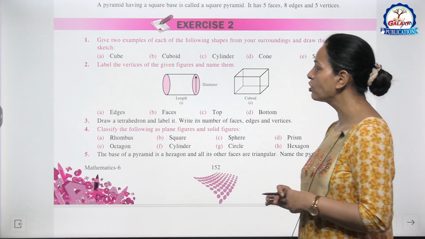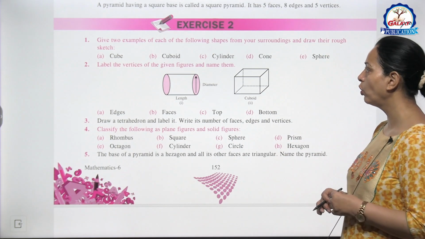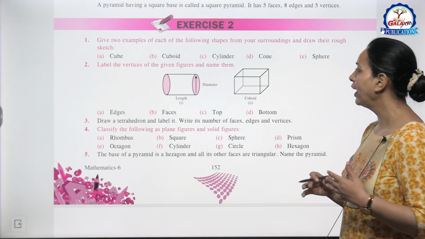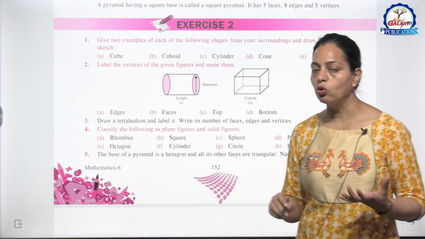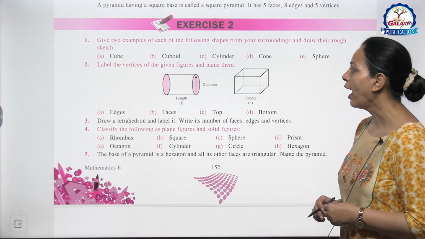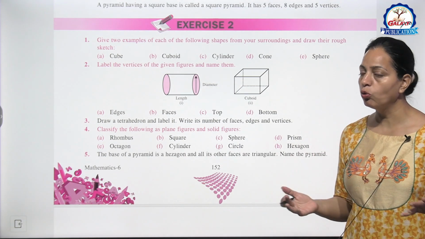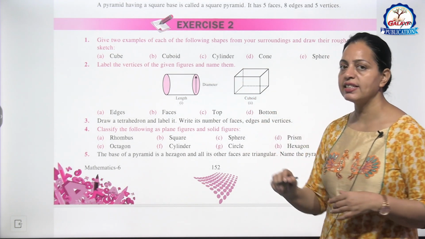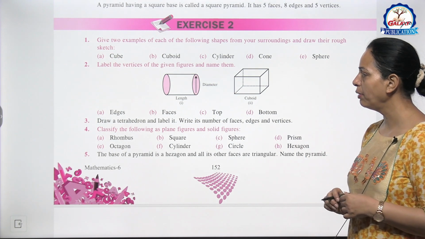Now come to exercise 2. Question number 1, give 2 examples of each of the following shapes from your surroundings and draw their rough sketch. Like A part, cube, so ice cube, sugar cube, okay, and B part, cuboid, like matchbox and room, like C part, cylinder, like Coke can, a roller, okay. So similarly you can try remaining parts.